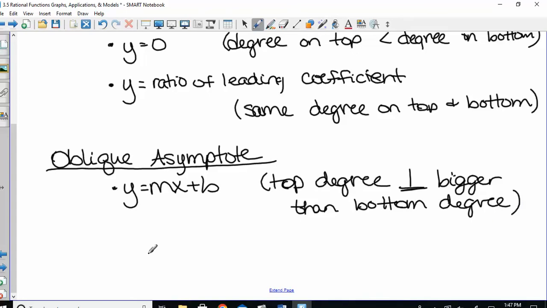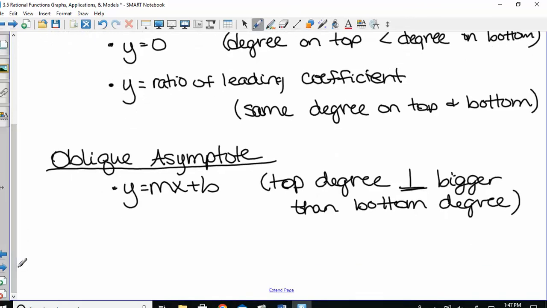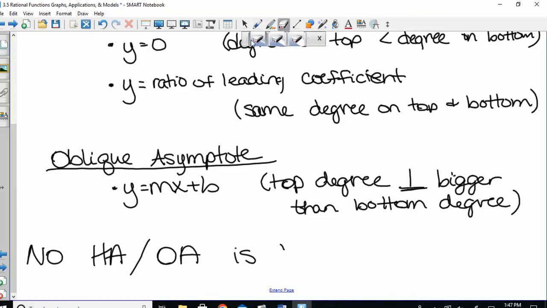So, based off this, is there a scenario when we could have both a horizontal and an oblique? We get a horizontal if the top has a smaller degree, or if they're the same, we get oblique when the top degree is one bigger. So you will never have both. It's an either or type thing. If the top is more than one bigger, then there is none. So there's no horizontal asymptote or oblique asymptote if the top is more than one bigger.